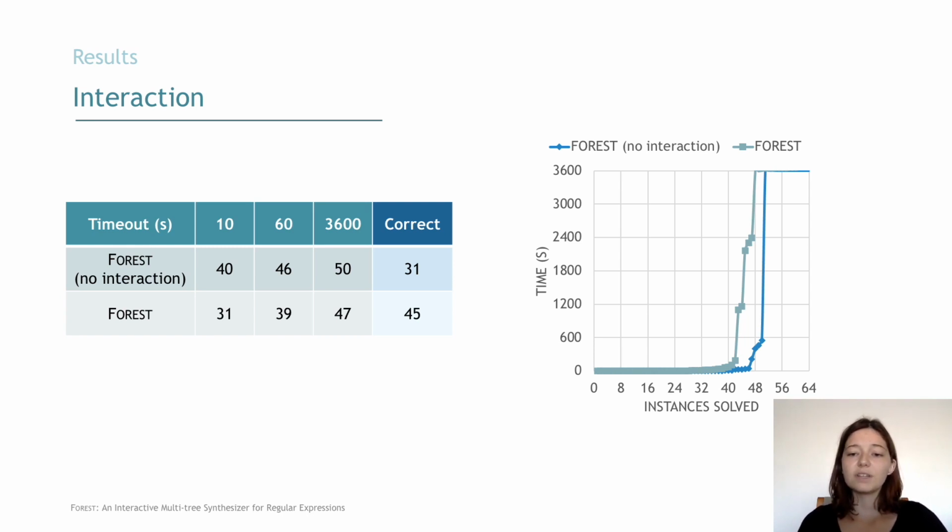Of the 47 instances that Forest solved in under 1 hour, 45 were correct, meaning that they were the actual regex that corresponds to the user's desired intent. In contrast, without interaction, only 31 of the solved instances were correct.